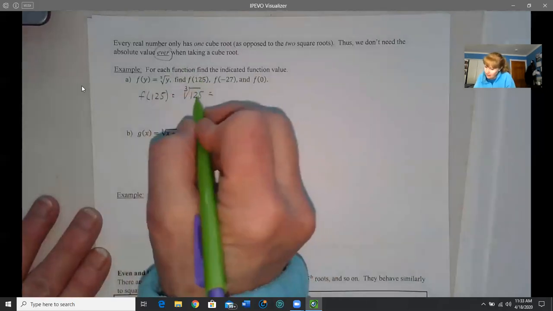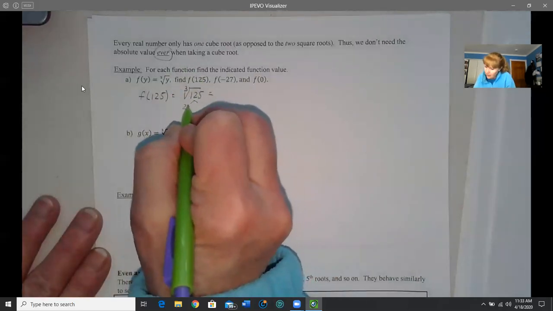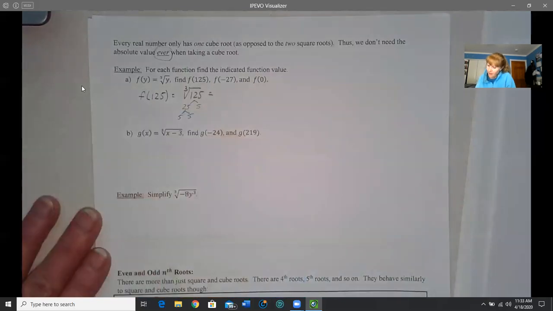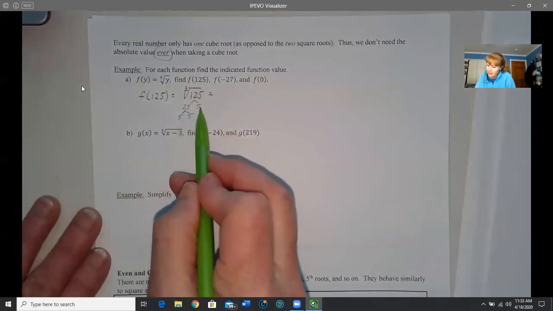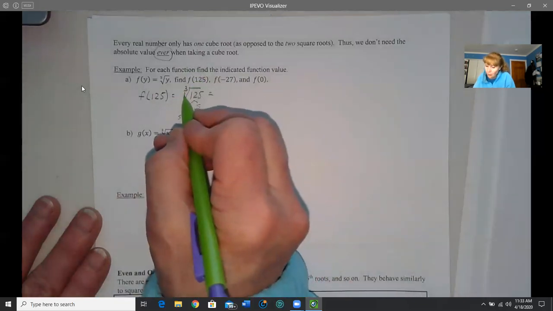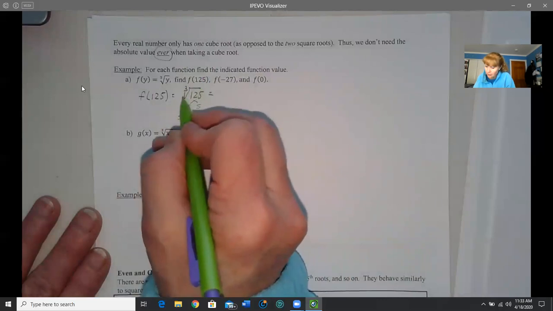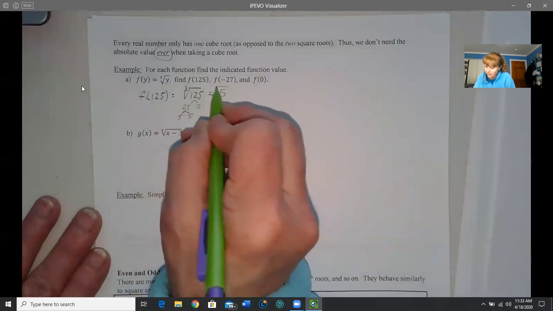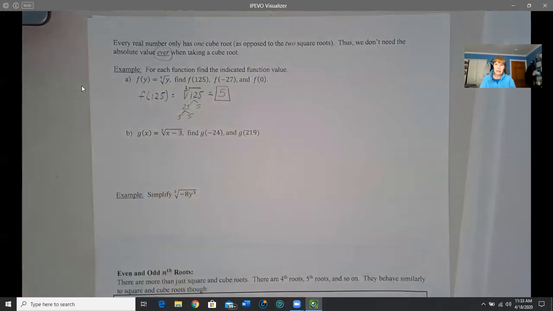Now, in this case, this is 25 times 5, 5 times 5. I have three 5s in 125. So the cube root of 125 is 5. Don't worry about absolute values. Yay, that's nice. All right, let's look at the next one.